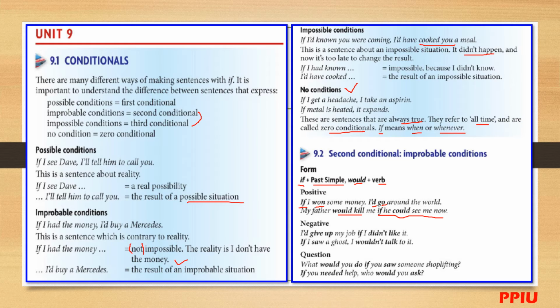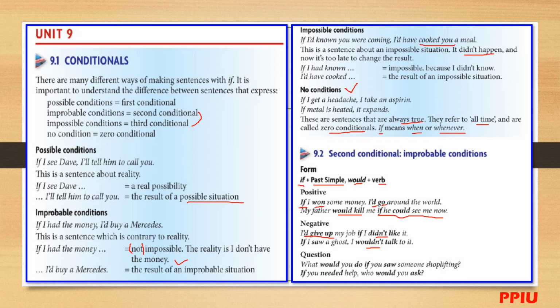About negative, I'd give you my job if I didn't like it. It means I would give you my job if I didn't like it. So if did is verb 2 there, it means the past simple. If I saw a ghost, I wouldn't talk to it. Alright? So this is about the negative, right? Something here, and you can see the question form.